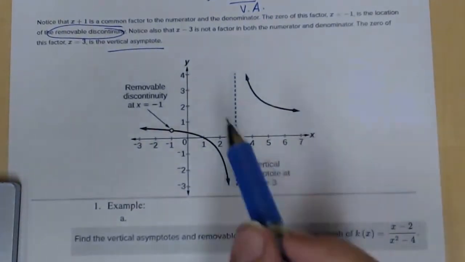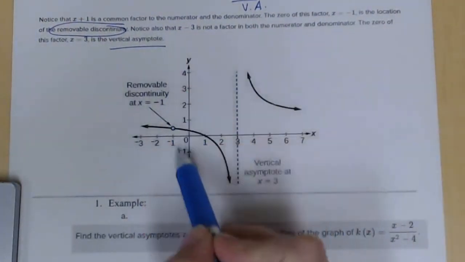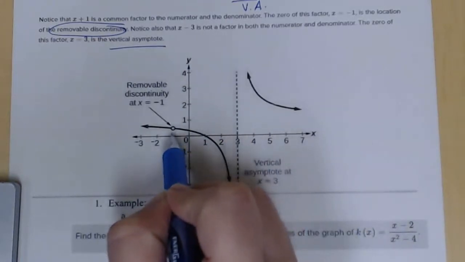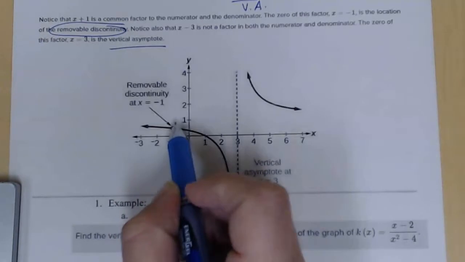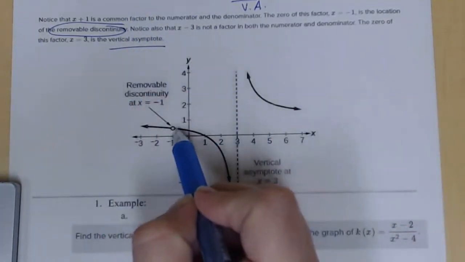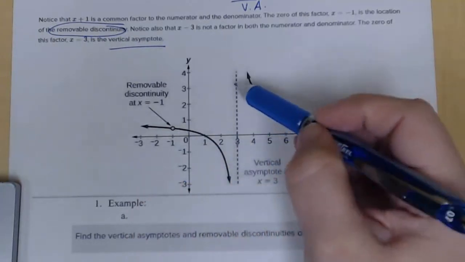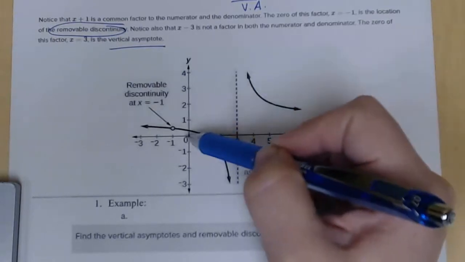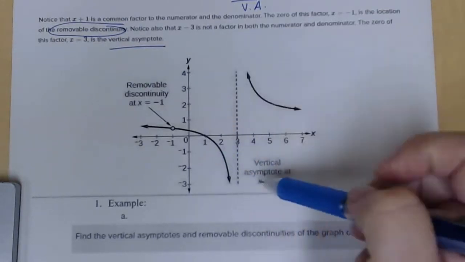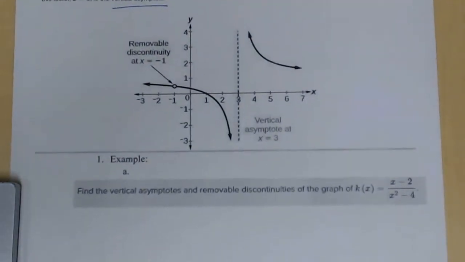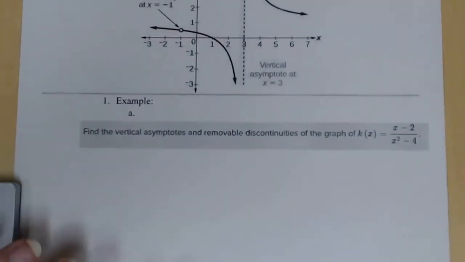Pictorially, you can see this removable discontinuity doesn't create an asymptote, a big boundary. It just creates an open dot, because I'm never going to be able to plug in -1 and not get division by 0, like I saw in the problem. But everything else up to it does work. Now the x minus 3 created a vertical asymptote here. So you can see our reciprocal function has been shifted and has a vertical asymptote at x equals 3.